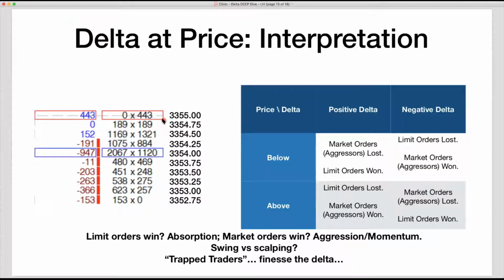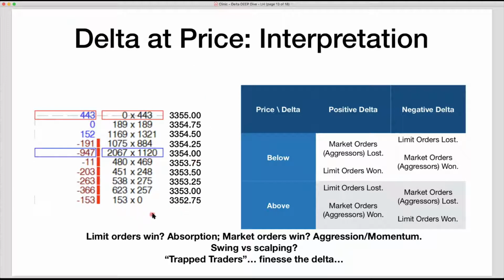We can also use this the other way round. If we are above positive delta, then the limit order has lost. Let's imagine we're trading up here. The mechanic that's been going on is aggressive buying, and that aggressive buying is being matched by passive sellers. If we continue up, those passive sellers, whoever they are, are wrong because we're above where we are.